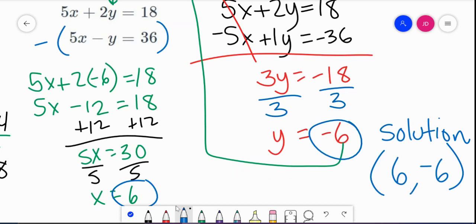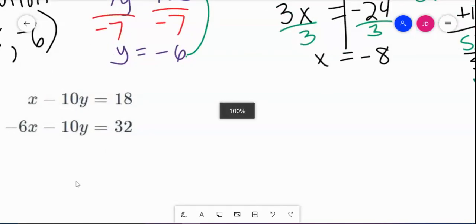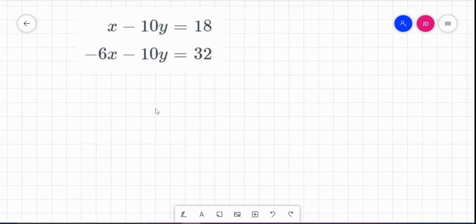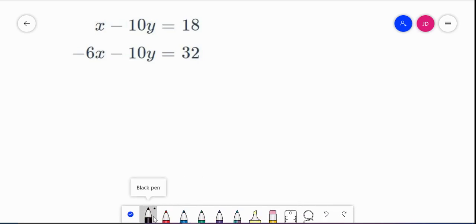Okay, let's look at one more. All right, let's see. Do we have to add or subtract these? Now, notice with this one, the x's, if I add or subtract them, they don't cancel. But then if I look at the y's, oh, here we go. These could cancel if I add or subtract. So it doesn't always have to be the x's that cancel. It could be also the y's.